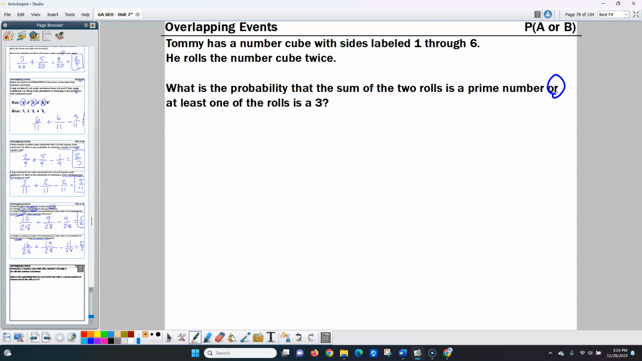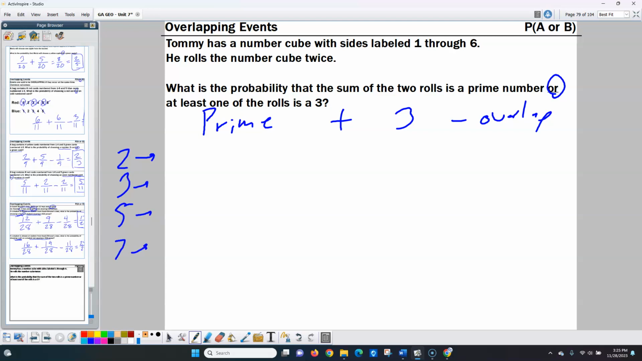Well, we need to write all the ways I could get a prime number. So let's write prime. Prime number, or means add. At least one of them is a 3. And then we're going to subtract the overlap. I know that looks pitiful. Whatever. Prime numbers that we could roll with number cubes. I could roll a 2. I could roll a 3. I could roll a 5. I could roll a 7. I could roll an 11. Is that the next one? And that's it.